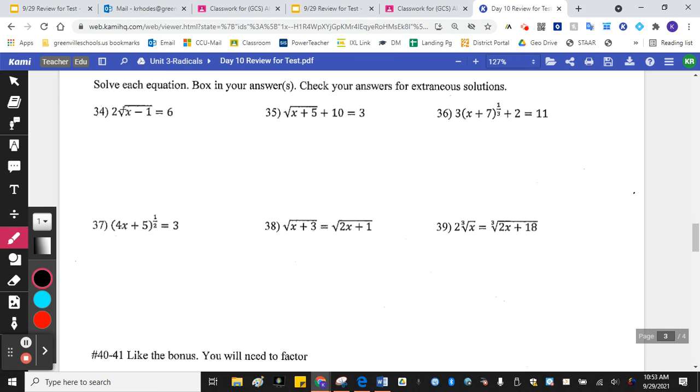All right, just like absolute values, isolate the square root. So divide by 2.